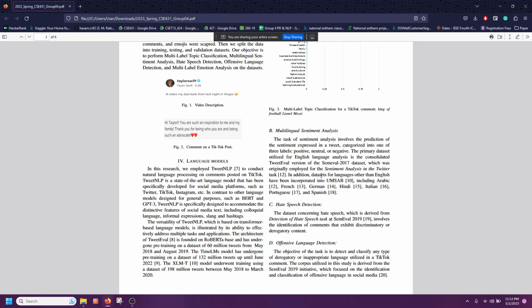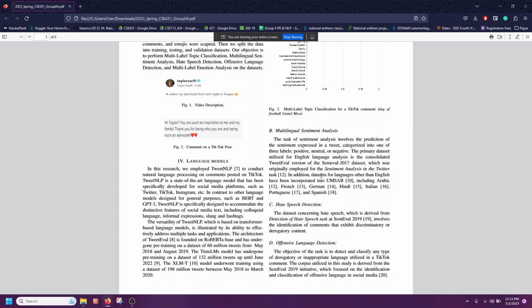Tweet NLP is a state-of-the-art language model that has been specifically developed for social media platforms such as Twitter, TikTok, Instagram, etc. In contrast to other language models designed for general purposes, such as BART and GPT-3, Tweet NLP is specifically designed to accommodate the distinctive features of social media text, including colloquial language, informal expressions, slang, and hashtags.